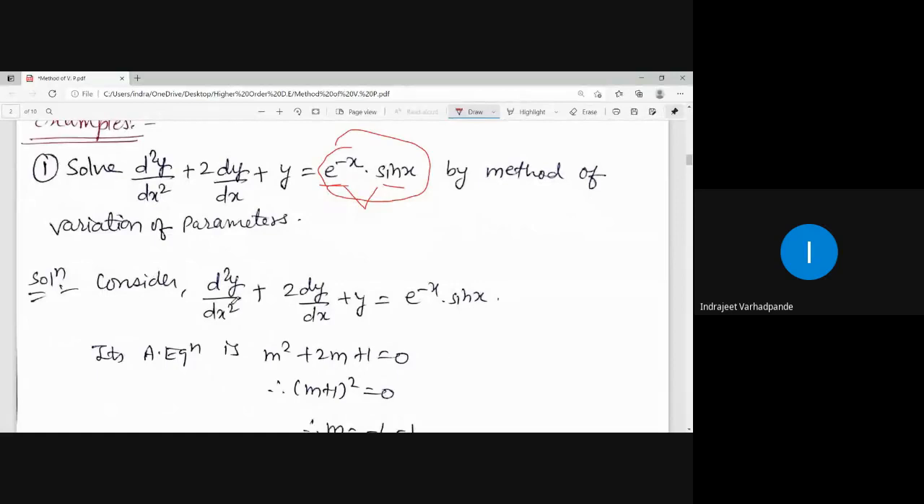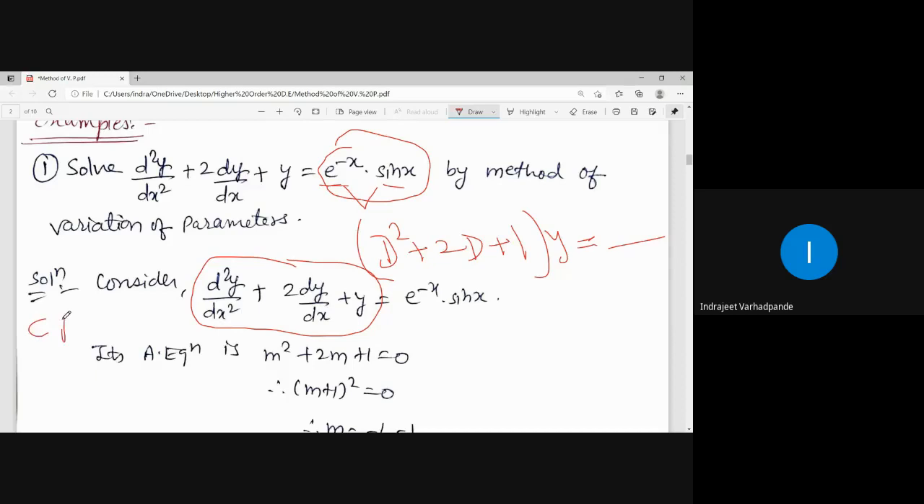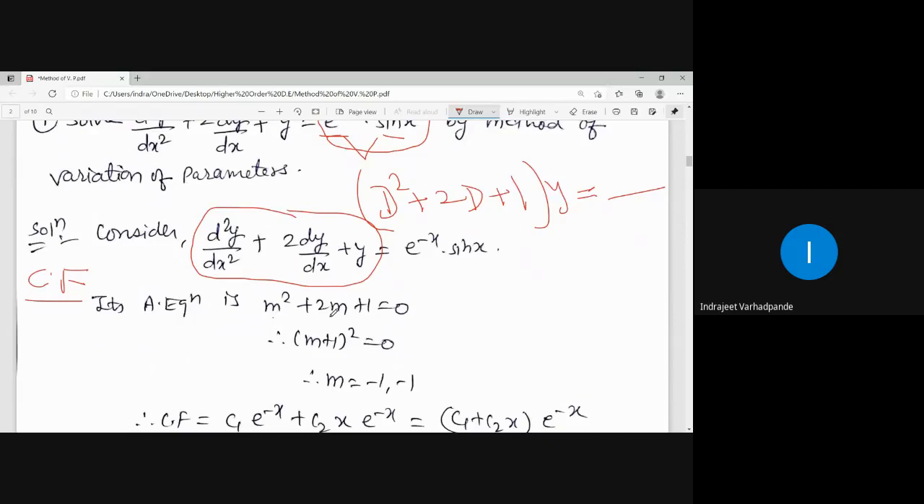So consider d2y by dx square plus 2 dy by dx plus y is equal to e to the power minus x into sin x. This second order linear differential equation will be converted to operator form as D square plus 2D plus 1 whole multiplied by y is equal to the RHS. For calculation of the complementary function, we write the auxiliary equation as m square plus 2m plus 1 equal to 0. What is m square plus 2m plus 1? It is m plus 1 whole square, so m plus 1 whole square equal to 0.